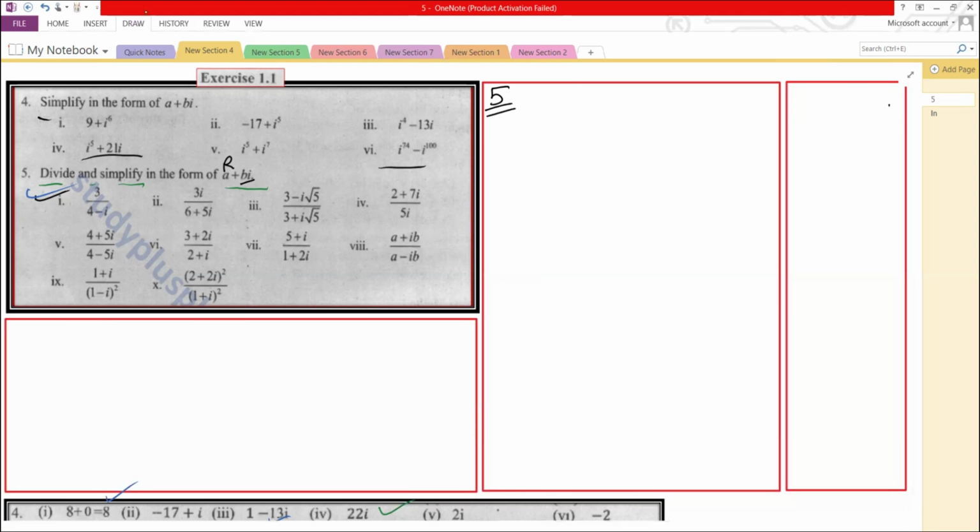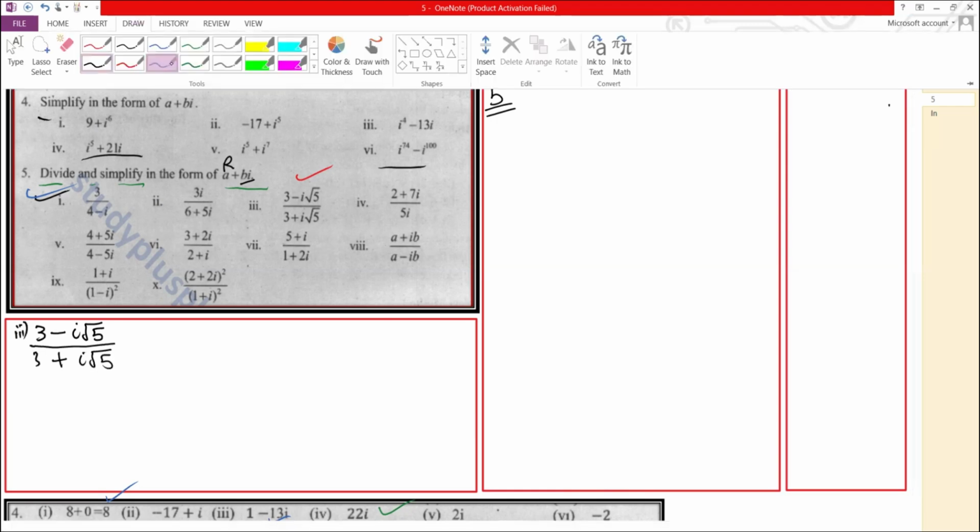Okay, so this question we can try, 3 minus iota into under root 5. Here again we will write the question. So part number 3, it is 3 minus iota under root 5 divided by 3 plus iota under root 5.